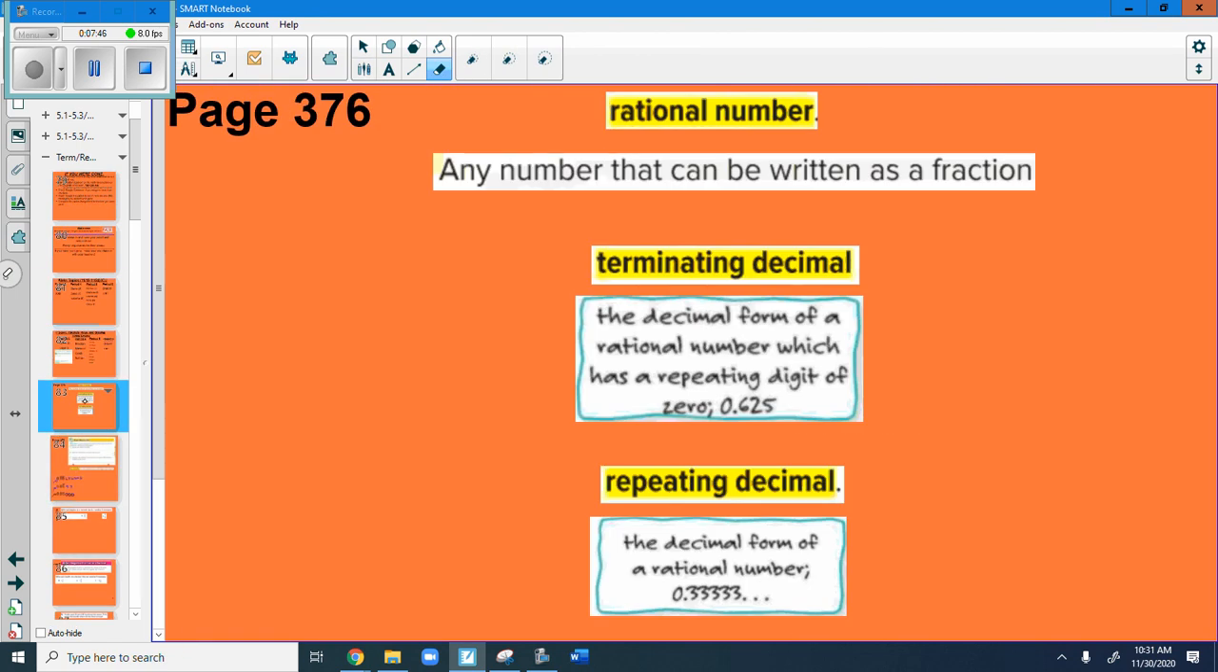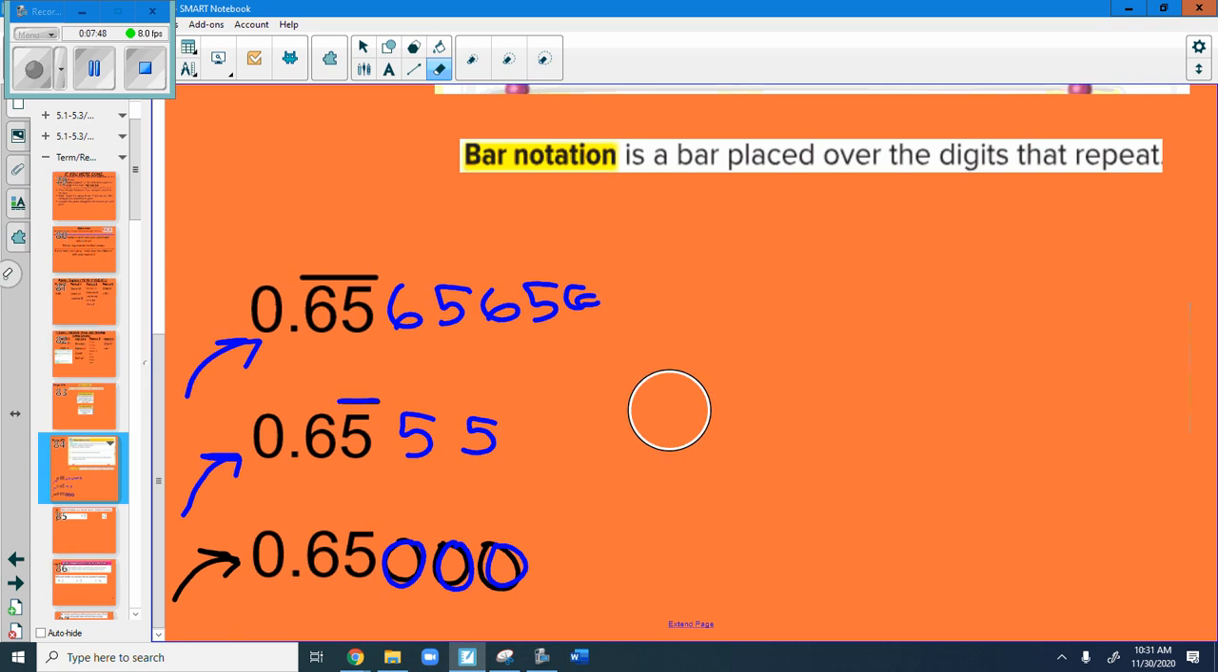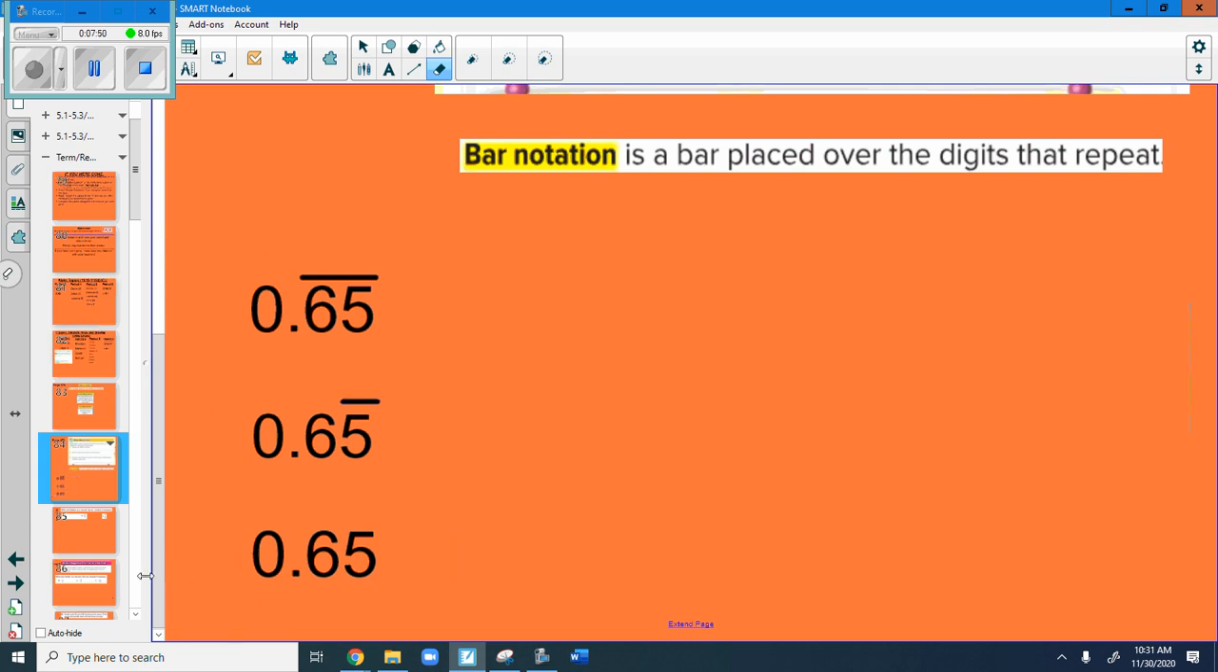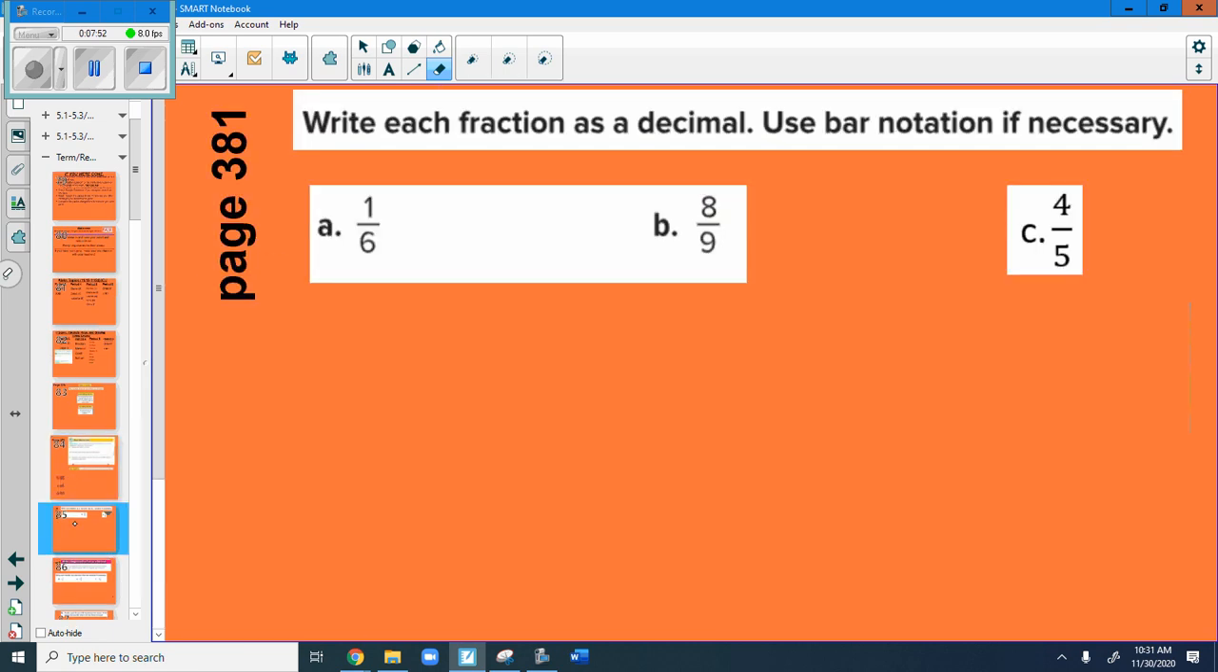Let's go back to where we are. Right here. Okay. Moving on. So on your notebook paper, I need you to please write each fraction as a decimal and use bar notation as necessary. So you use bar notation when they are repeating. Please do A, B, and C. It shouldn't take you too terribly long.